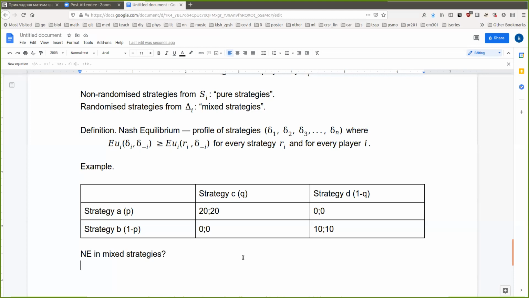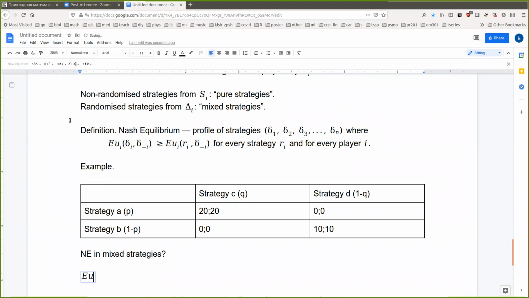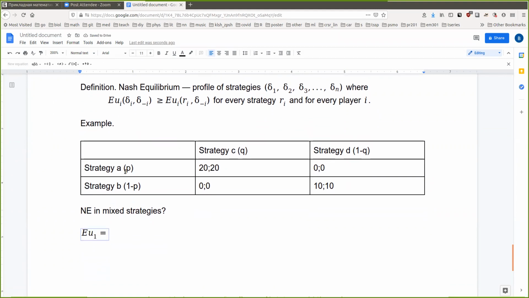Okay. So now let's work with this definition. I will calculate the expected profit of the first player, the row player. The standard numeration is that the first player is the row player.